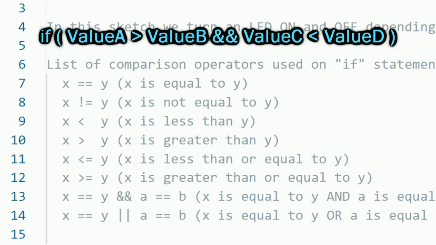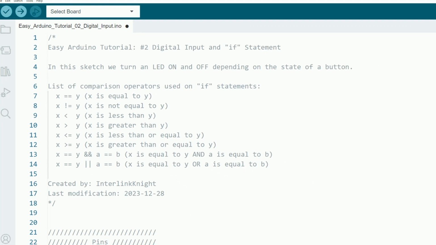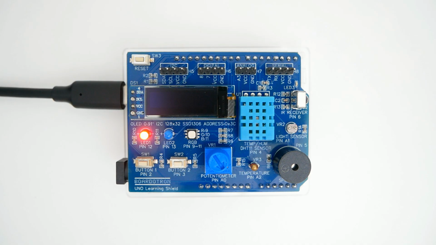For example, if value A is greater than value B, and value C is less than value D, and so on. I suggest experimenting by changing this example sketch to do other things, like making another LED on pin 12 to do the opposite of the LED on pin 13. That way you'll get more familiar with the structure of writing code.